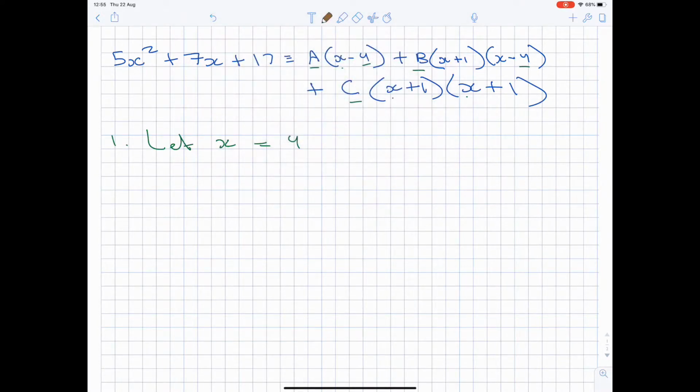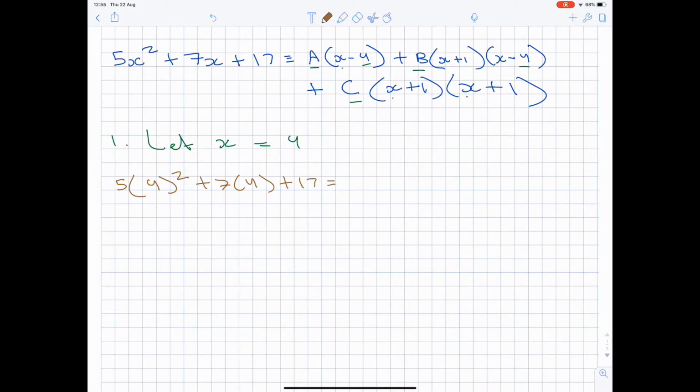I'm just going to do it in a different colour now. So left hand side first, we need to put X equals 4 in. So that's going to be 4 squared plus 7 lots of 4 plus 17. Now we're going to use an equal sign, and if we put 4 in here, A times 4 minus 4 is just A times 0, so that's just 0, so we don't need to write that down. So we don't need to worry about A, we don't need to worry about B either, because we're going to have a 4 here, and then that's going to also cancel B out.